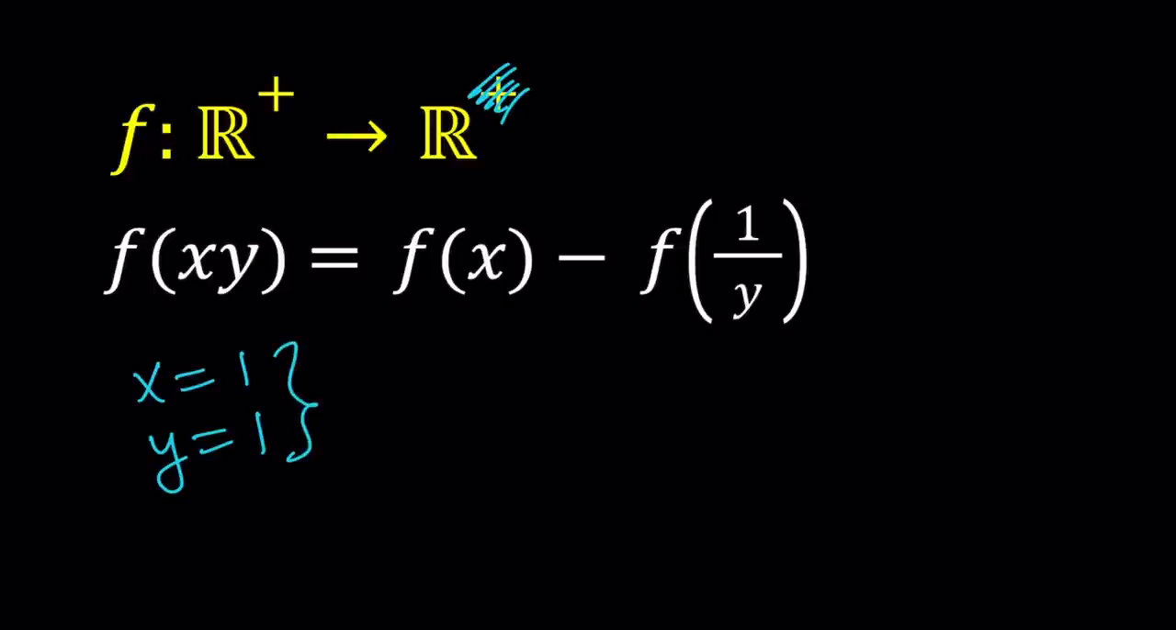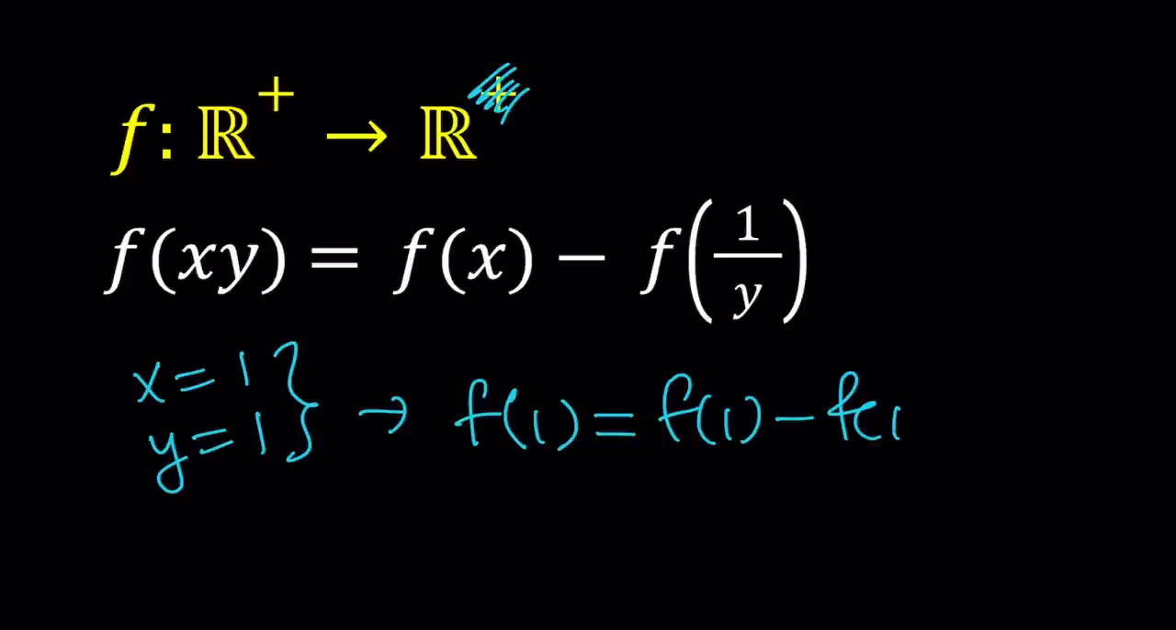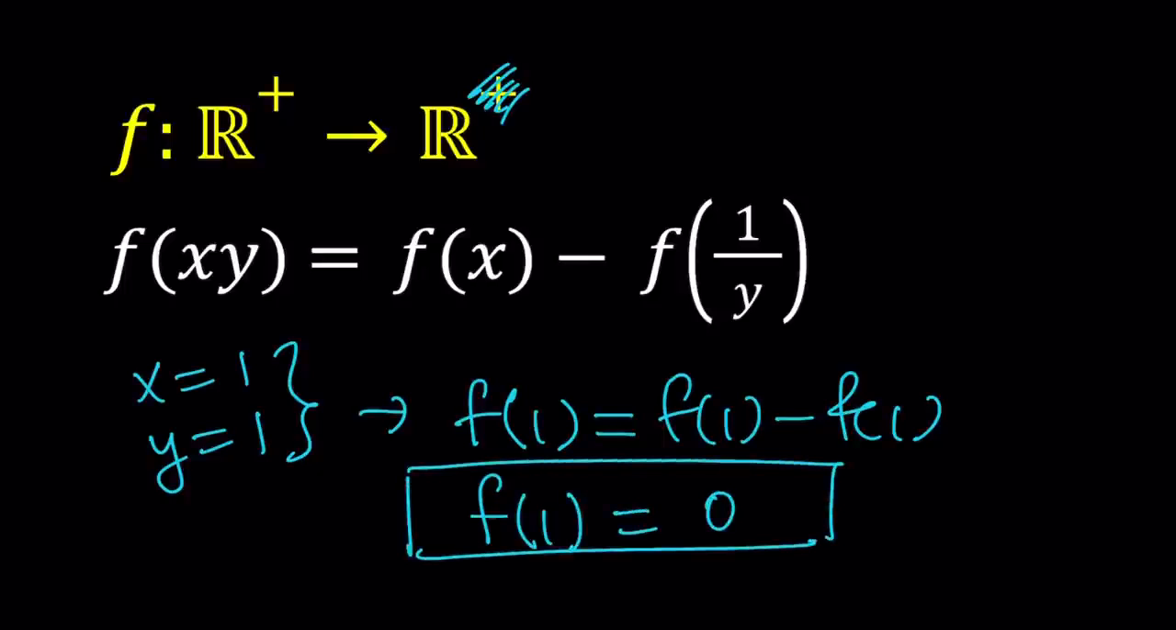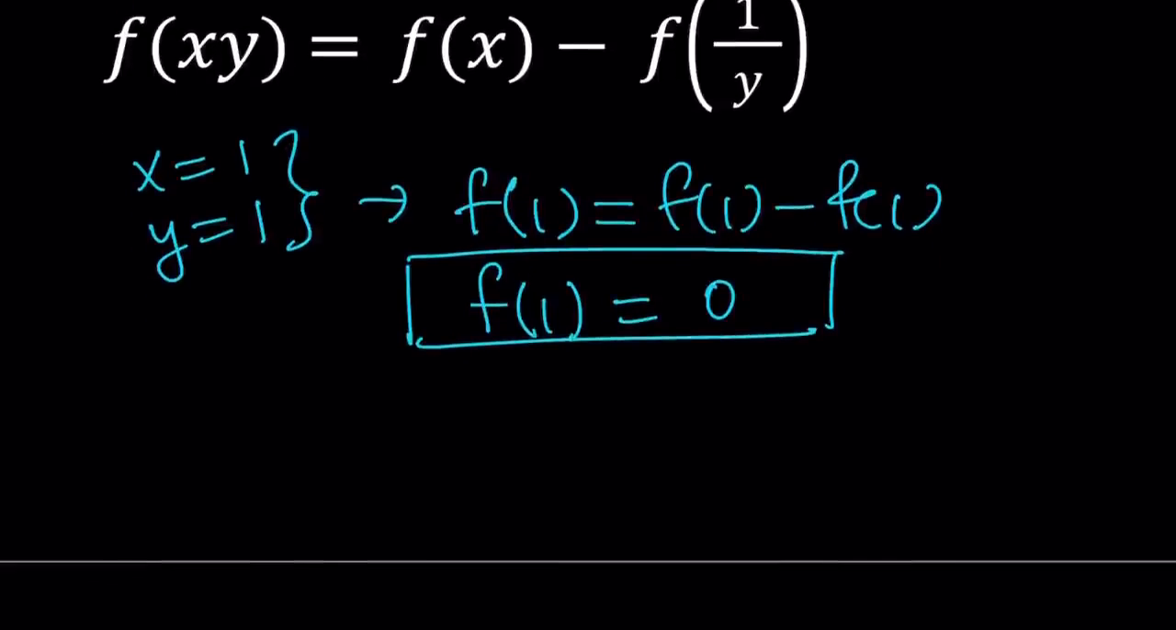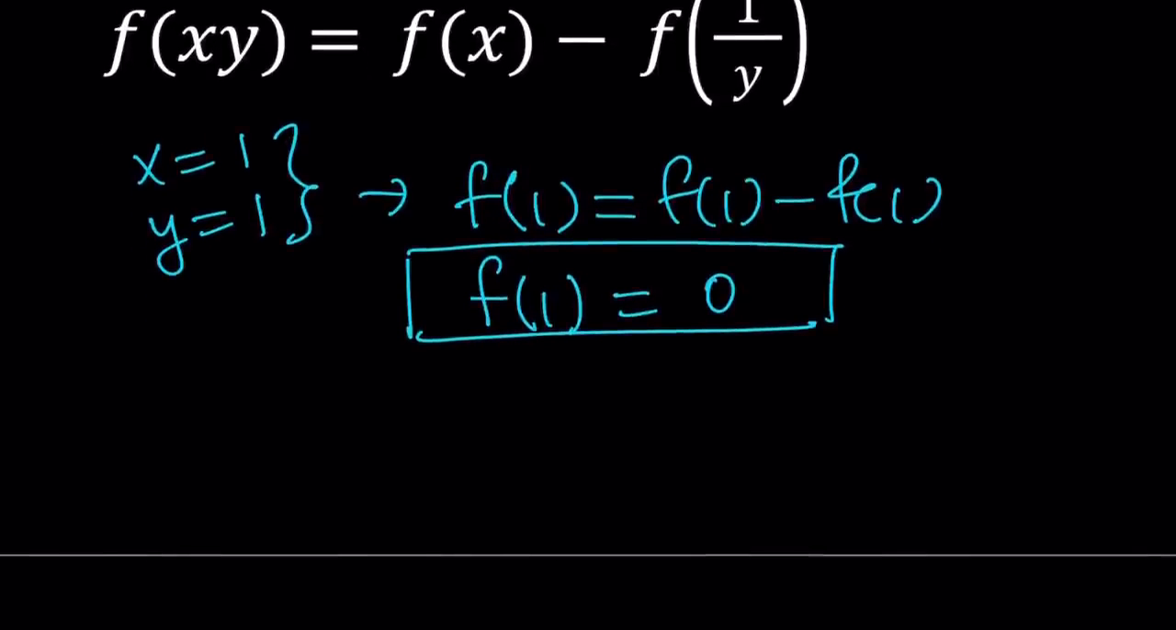Now this gives us f of 1 equals f of 1 minus f of 1. Something interesting, but f of 1 minus f of 1, regardless of the value of f of 1, is 0. So this implies that f of 1 is equal to 0. Nice. So we have a function whose value is 0 at x equals 1.